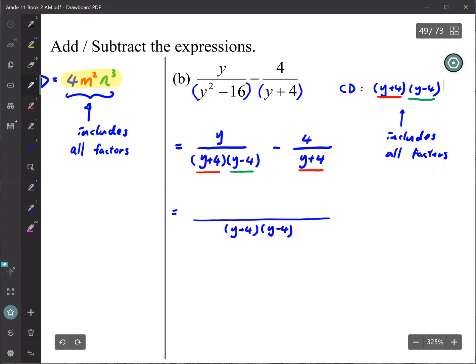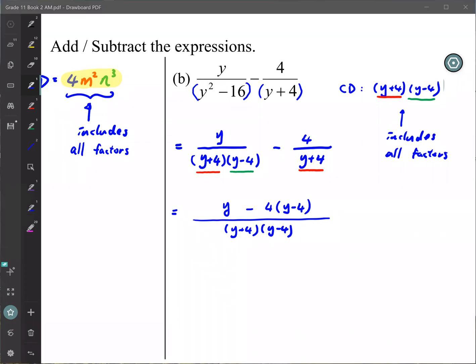After that, we just compare like we did before. Compare the first fraction with the first one. They're already the same, so the y doesn't need to be multiplied by anything. And for the subtraction, we keep the subtraction. For the second fraction, we need to multiply by y minus 4, because it's missing a y minus 4. So it needs to be multiplied by y minus 4. Does anyone have questions on how I get the numerator?